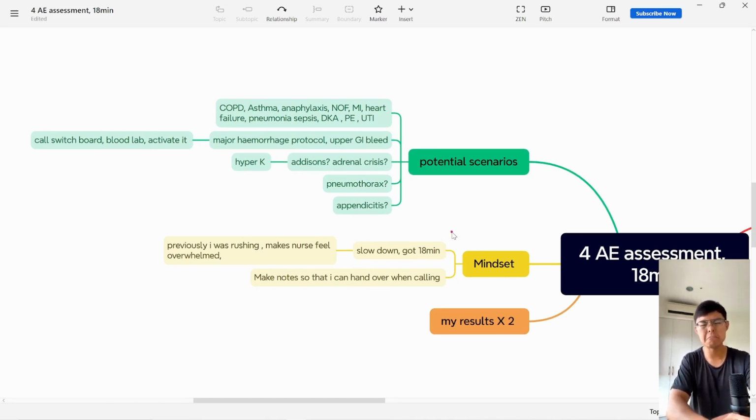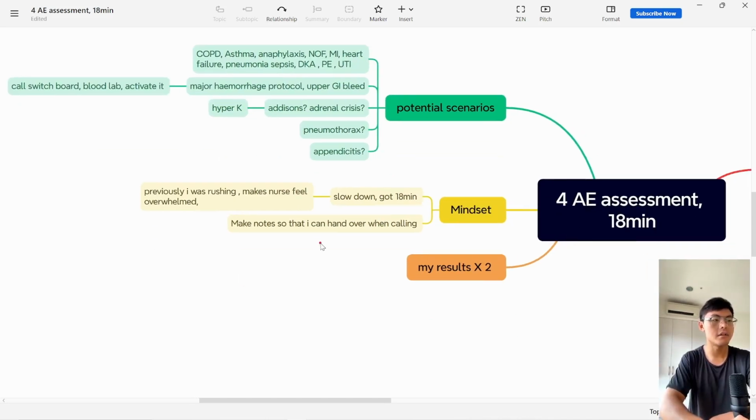Pneumothorax, like needle aspirations, chest drain. Appendicitis, yeah, would you say it's too easy? Nil by mouth, surgical input.